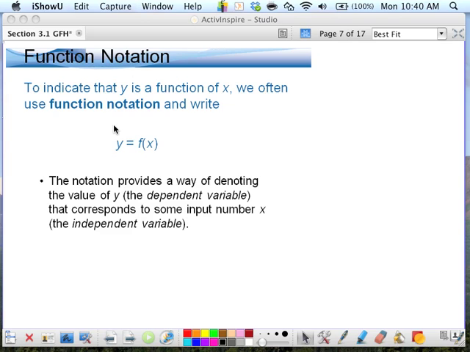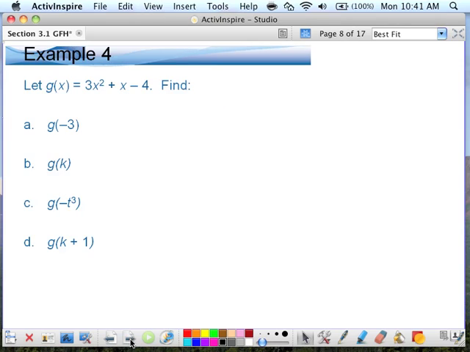Instead of f of x, you can also name them other things. You can name them g of x or h of x or k of x. So they can have different names. This notation provides a way of denoting the value of y, the dependent variable, that corresponds to some input number of x, the independent variable. So that's function notation. Here's where we use it.